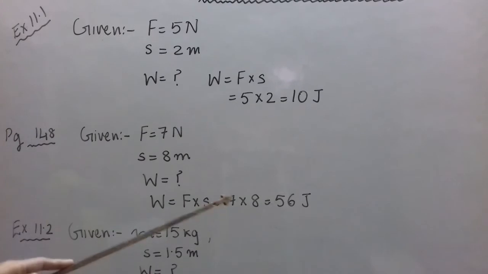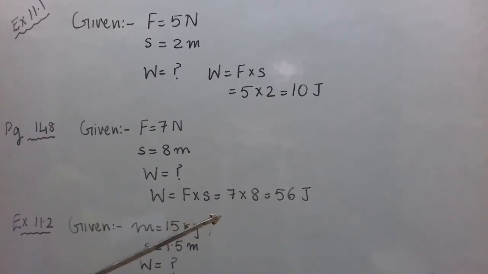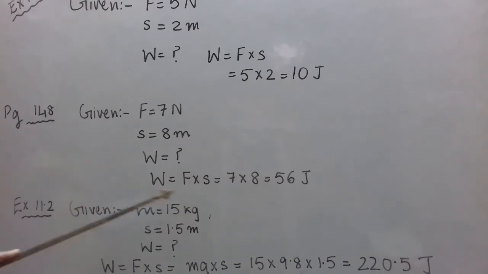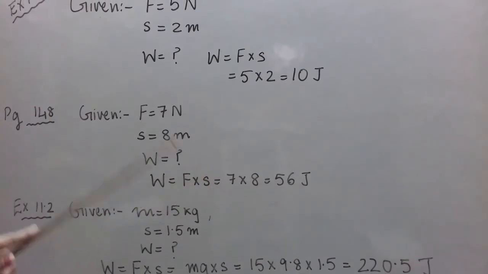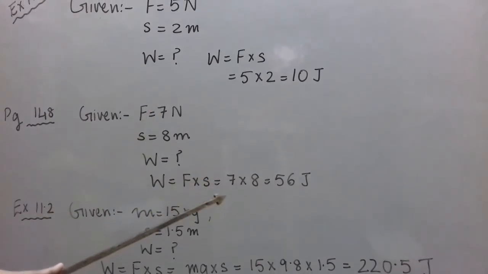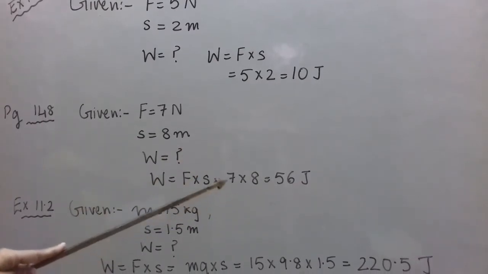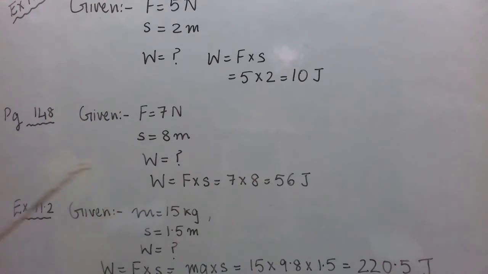If you write the complete spelling, it should be small j, joule. Students make this mistake, they write the complete name of the unit but with a capital J, that is wrong. The symbol is capital J, but the complete spelling will start with a small j.